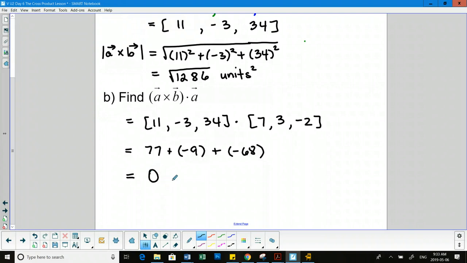0. It's a scalar, right? Because we're dotting a vector with another vector. When we dot, we get a scalar. When we cross, we get a vector. So we got a vector out of our cross product, but then we dotted it with another vector, which means we get a scalar.